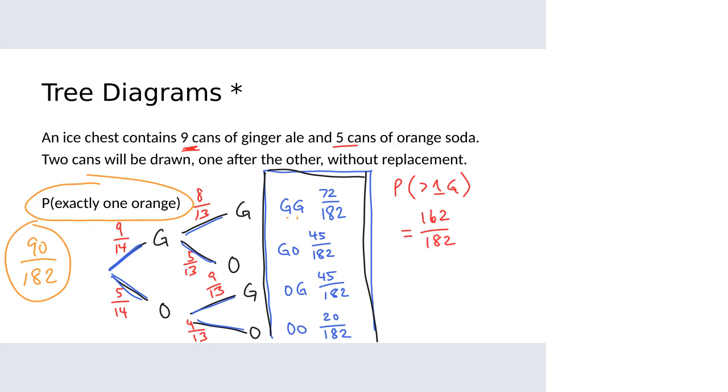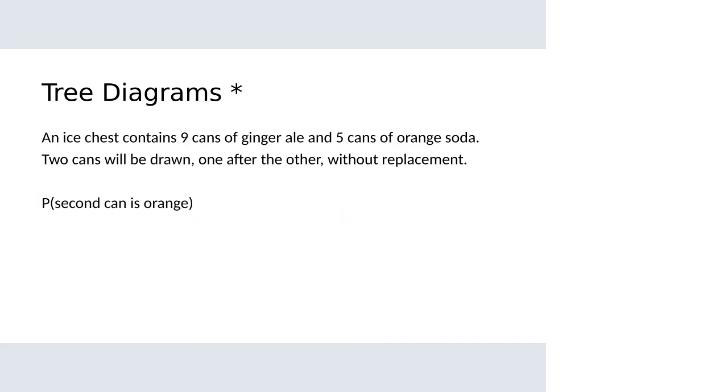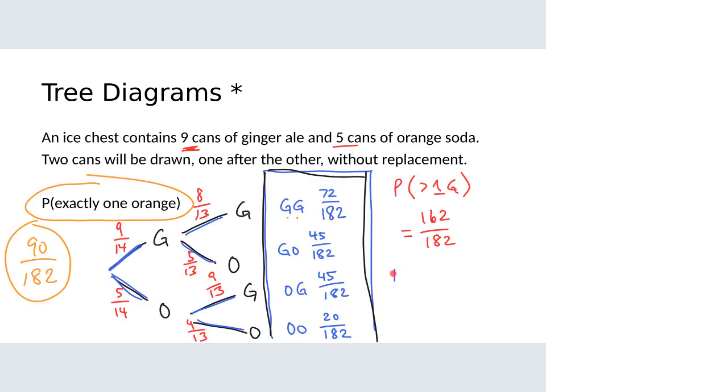Let's try one more related to this situation. Same setup, ice chest with 9 ginger ale, 5 orange, 2 cans drawn, one after the other without replacement. This time, what's the probability the second can is orange? So, probability that the second is orange. And again, you can just type that in and we'll take a look and see what is the probability that the second one is orange.